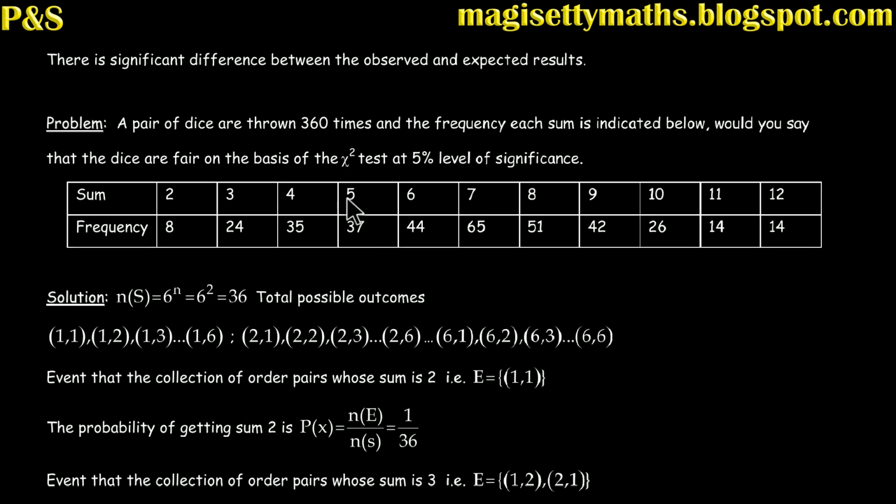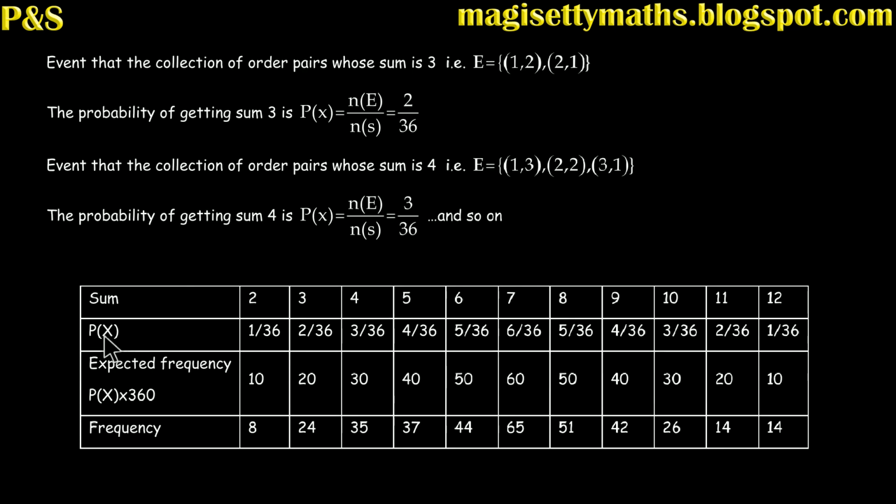Next, evaluating the probability of getting sum 5, sum 6, sum 7. Here we represented it in table form. The probability of getting sum 2 is 1 by 36, getting sum 3 is 2 by 36, getting sum 4 is 3 by 36, and so on.